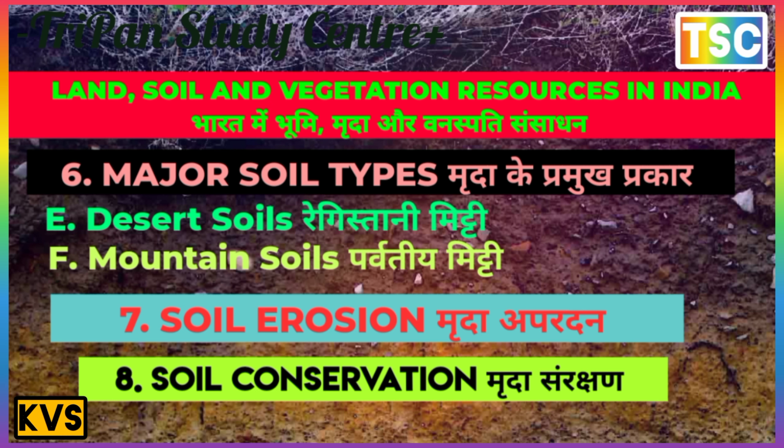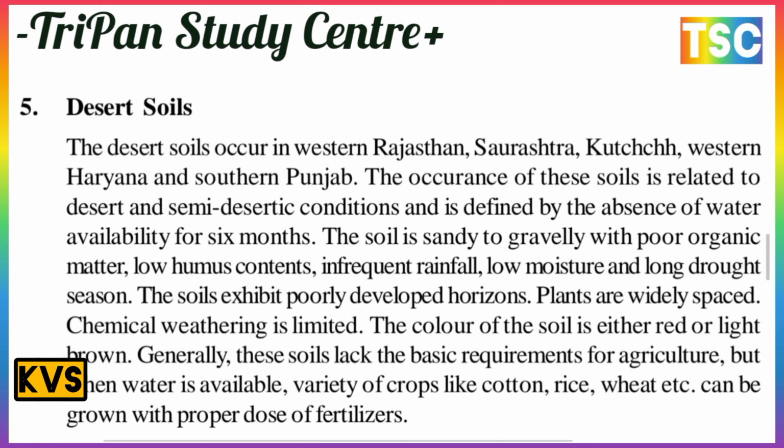The next one is desert soil. Desert soil is also important. The desert soil occurs in western Rajasthan, Saurashtra and Kutch, western Haryana and southern Punjab.